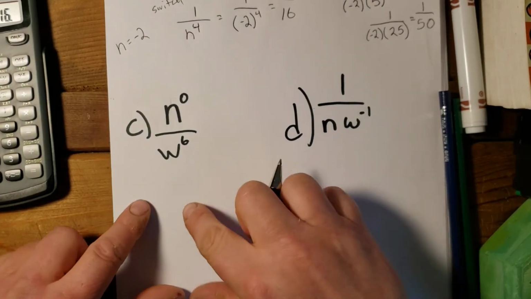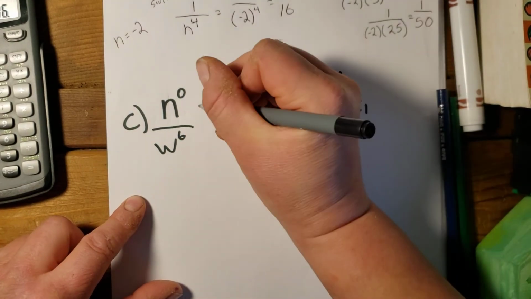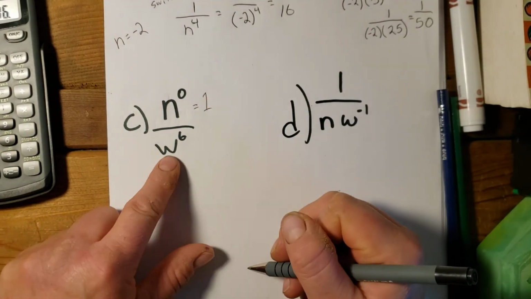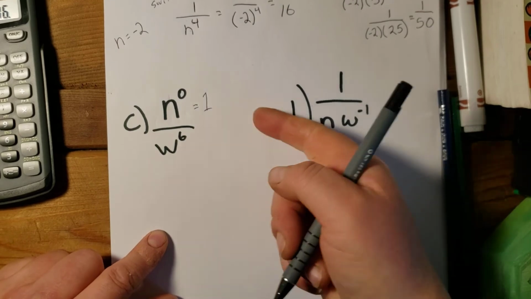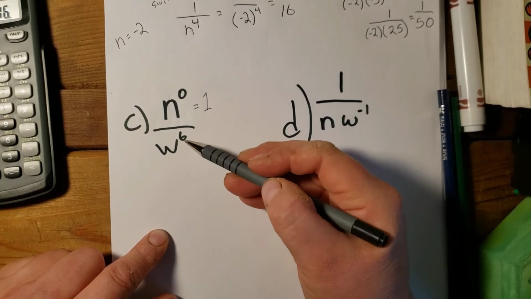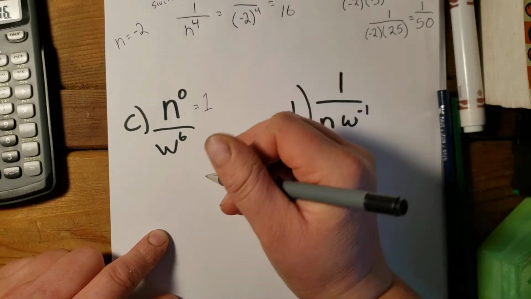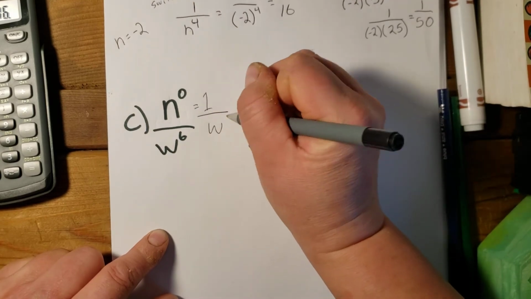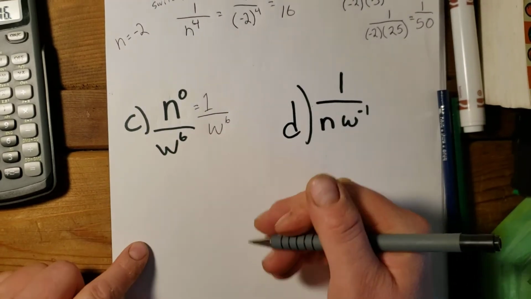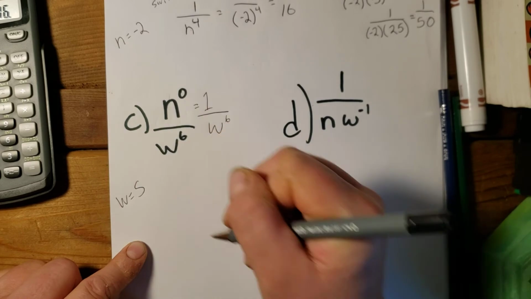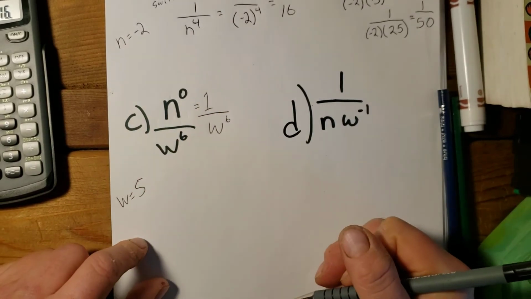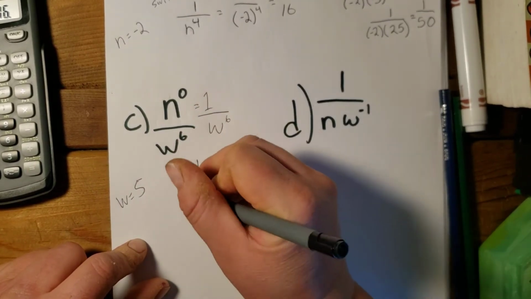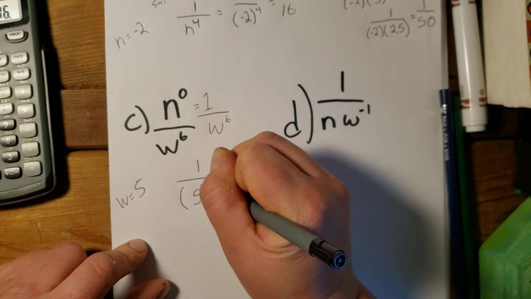All right, we'll come down here to C. We have n to the 0, so we know that's going to be equal to 1. And w to the 6th, and w is in the place where it's supposed to be because that exponent is positive. So we're just going to end up with 1 over w to the 6th. W is equal to 5 from our instructions. So we have 1 over 5 to the 6th power.